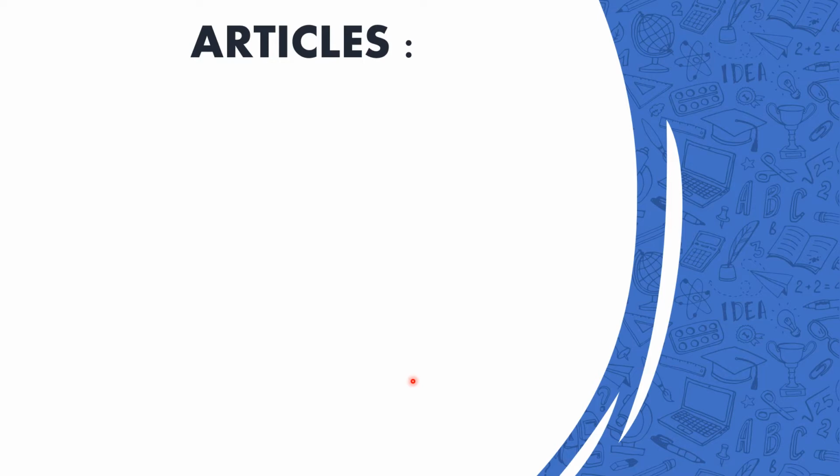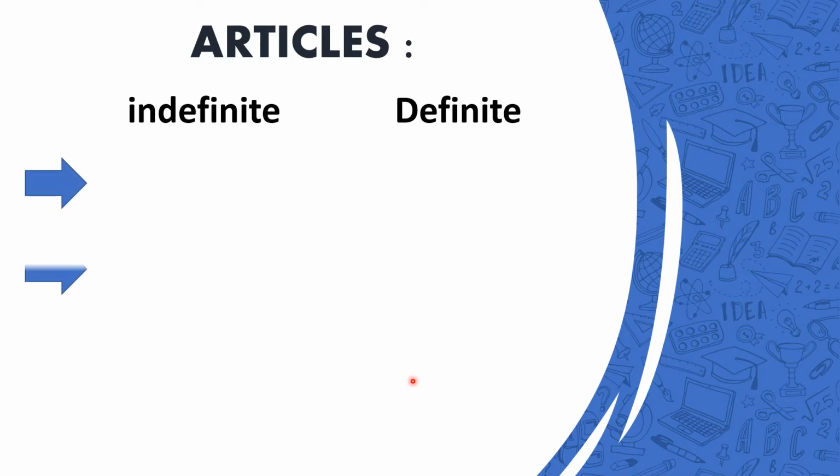Before talking about what the articles are, let's know that the articles, اللي هم أدوات التعريف, are divided into two types. What are these types? Indefinite and definite articles. In English we have three articles. They are a, an, and the. A, an, and the. These are the articles in English.